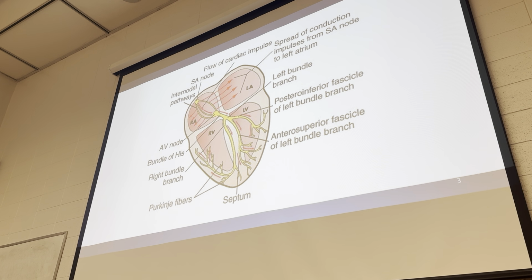Because we need to allow time for it to then travel down through the bundle of His and through the bundle branches and through those Purkinje fibers to send off the rest of the signals through the ventricles. Because they're so much larger than the atrium, right? They're going to need more time to coordinate in order to be able to pump effectively.